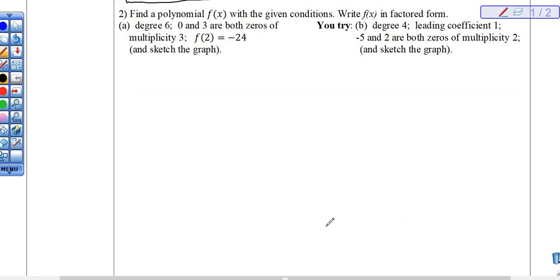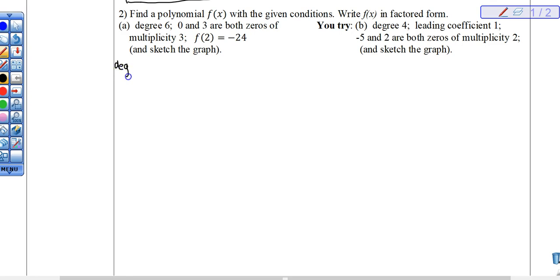A little more complicated. Okay, so let's read the problem and unpack it. So it says find a polynomial f of x with the given conditions and write f of x in factored form. So A, we have a polynomial with a degree 6. And 0 and 3 are both zeros of multiplicity 3. That tells me something different. And the f of 2 is -24. P.S. Sketch the graph.